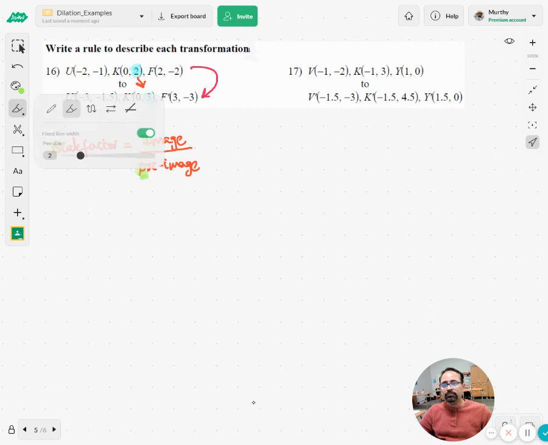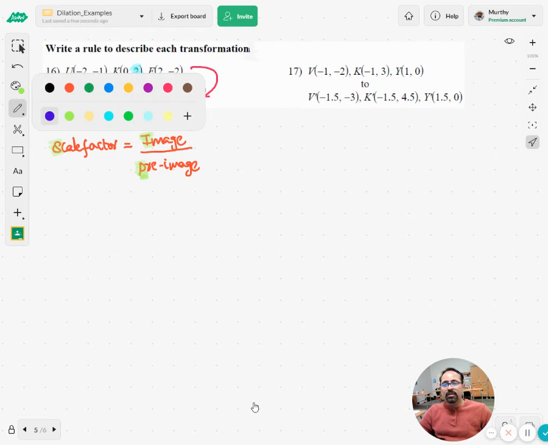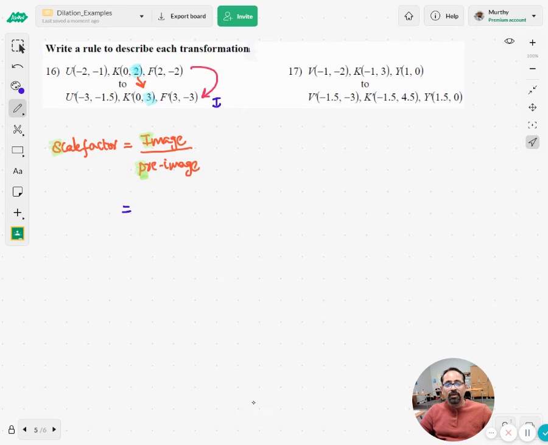So SIP. So take one of the points from the image. Please remember the final product is the image, and the original one is the pre-image. So I'm taking image means here 3, and pre-image the corresponding value is 2. As simple as that. Therefore, the scale factor is 3 over 2.